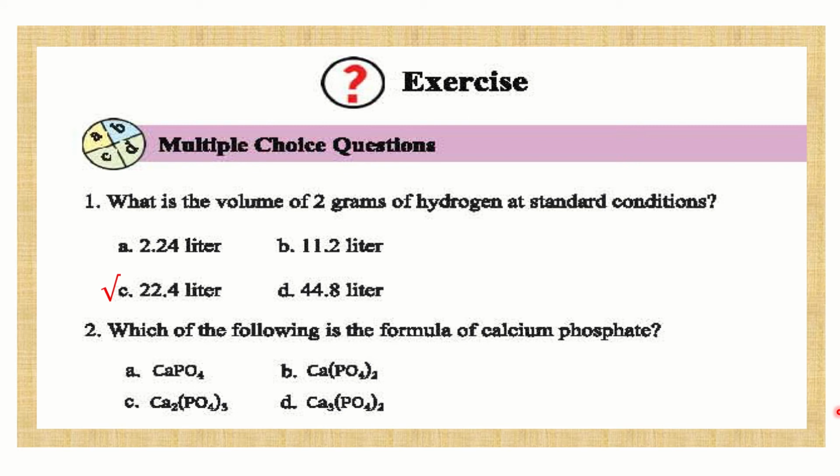Question number 2: which of the following is the formula of calcium phosphate? We know in calcium phosphate there are calcium and phosphate radical. The valency of calcium is 2 and the valency of phosphate radical is 3. So the formula will be Ca3(PO4)2. So it will be option D, Ca3(PO4)2.